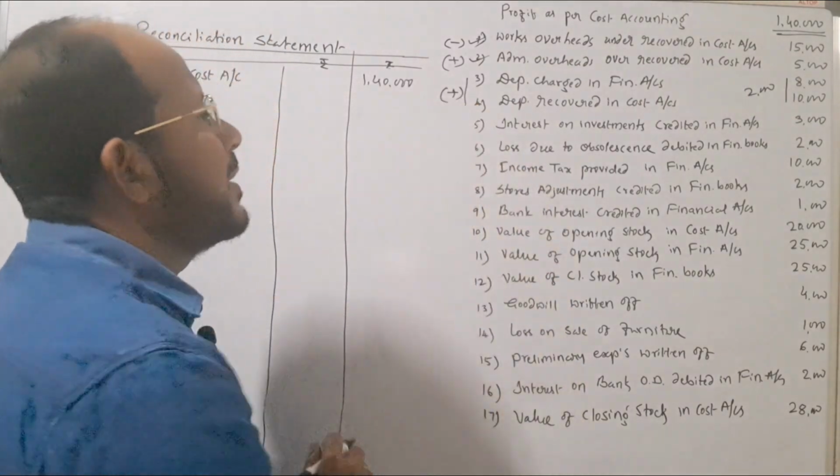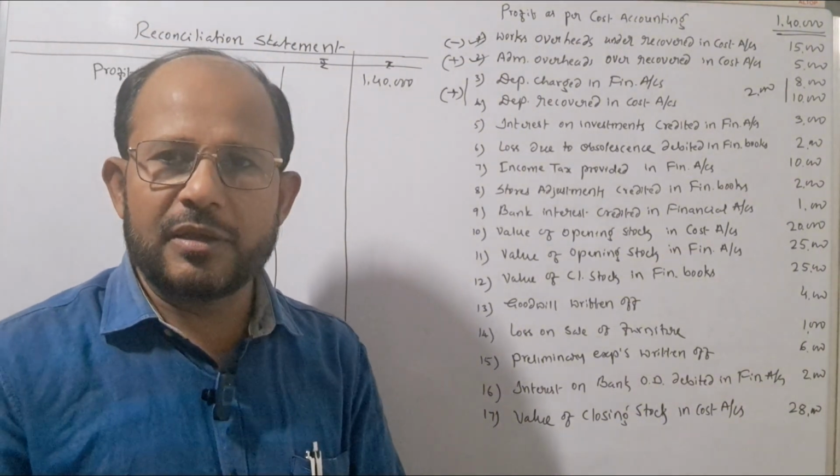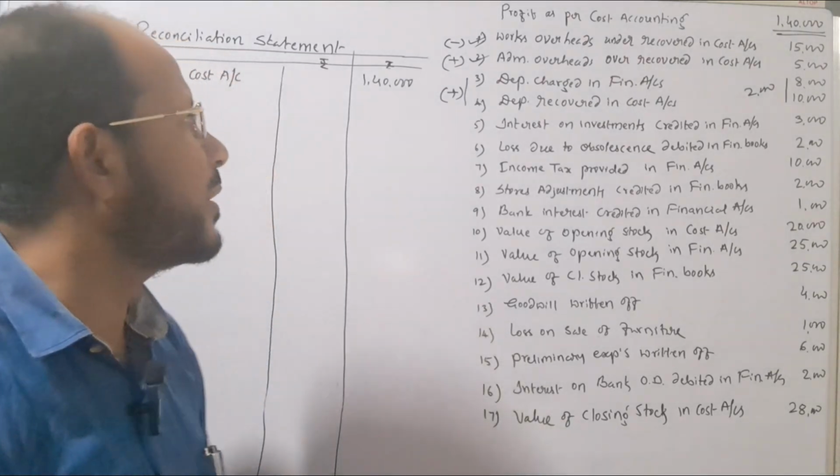ಏನು ಮಾಡಬೇಕಾಗುತ್ತೆ, ಇಲ್ಲಿ ಡೆಪ್ರಿಸಿಯೇಷನ್ ಏನು ಹೆಚ್ಚಿಗೆ ನಾವು ಇಲ್ಲಿ ಚಾರ್ಜ್ ಮಾಡಿದ್ದೀವಿ, ನಮ್ದು ಪ್ರಾಫಿಟ್ ಏನಾಗುತ್ತೆ ಇಲ್ಲಿ ಕಡಿಮೆ ಆಗುತ್ತೆ. ರೀಕನ್ಸೈಲ್ ಮಾಡೋ ಸಲುವಾಗಿ ಇದನ್ನ ನಾವು ಆಡ್ ಮಾಡಬೇಕು.